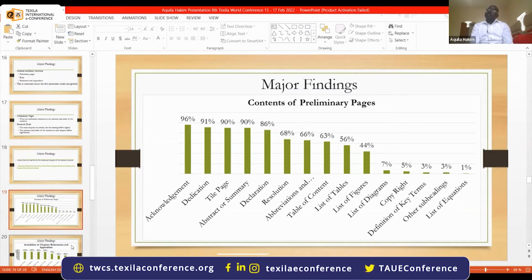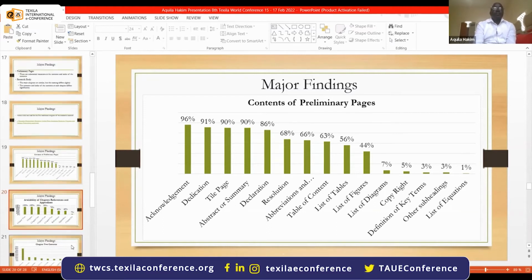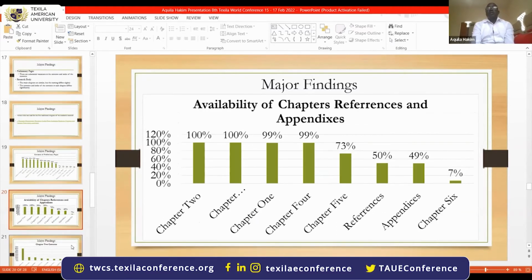The list of equation, and the most frequently used was the acknowledgement, and the others, as you can see in the figure. So the availability of chapter and the reference and appendix.